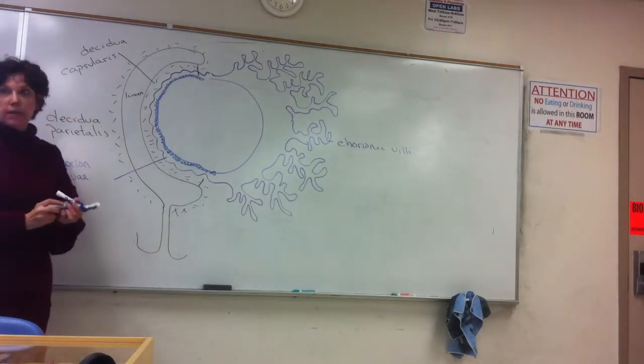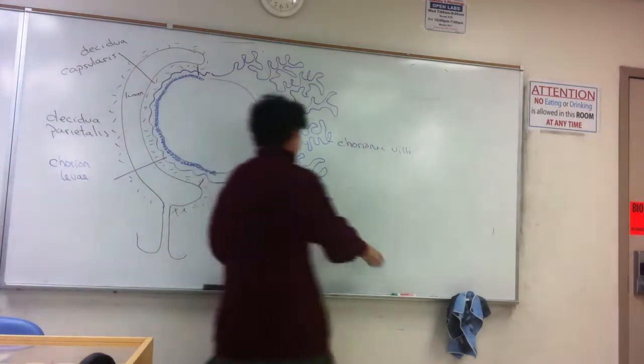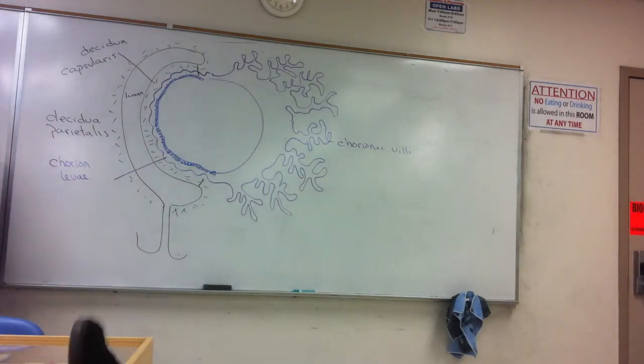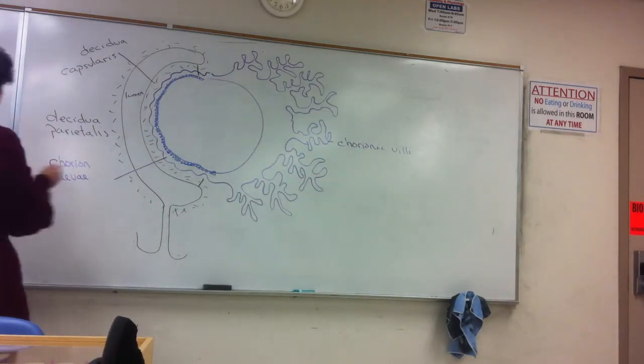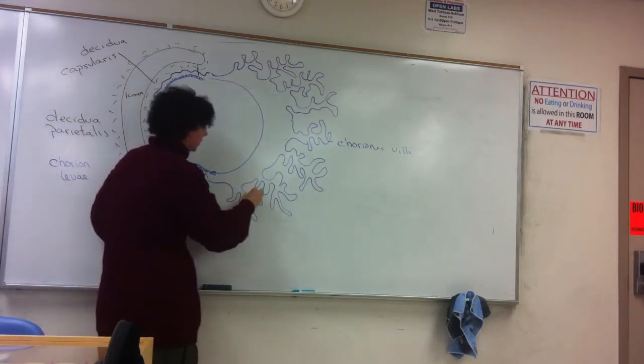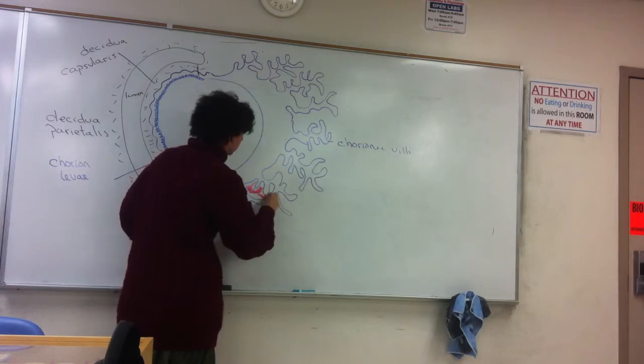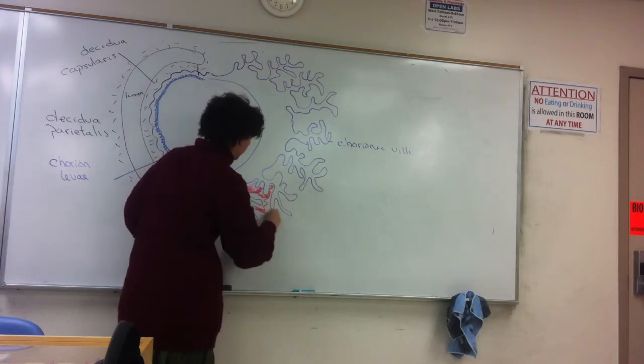Now this would be within a pool of maternal blood. So what we're seeing here, the spiral arteries have been opened up, pulled together. The maternal blood would be bathing each of these villi.